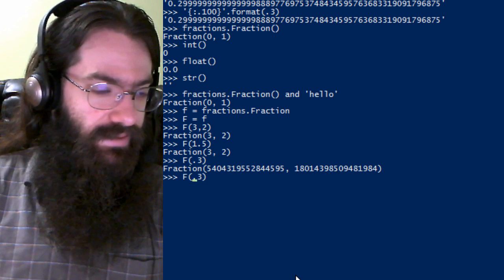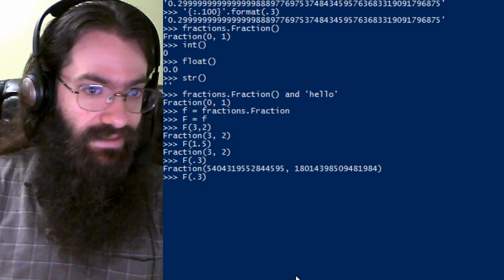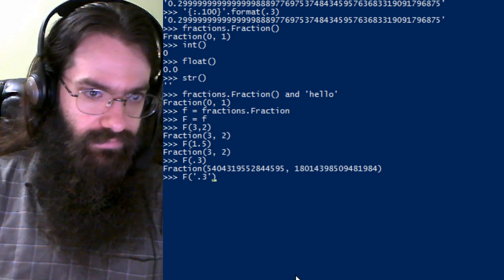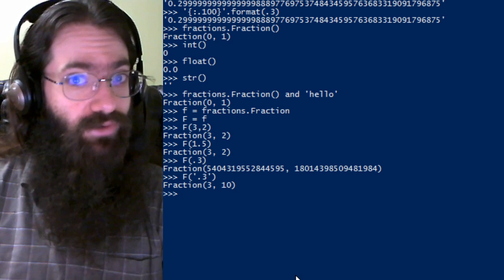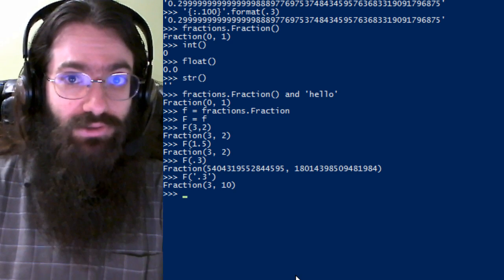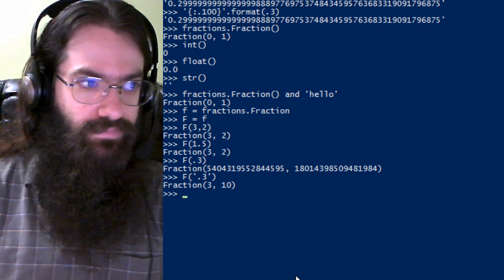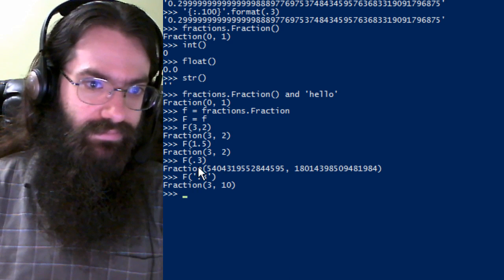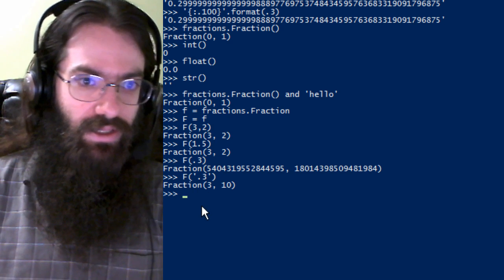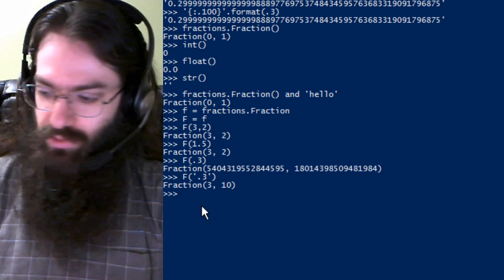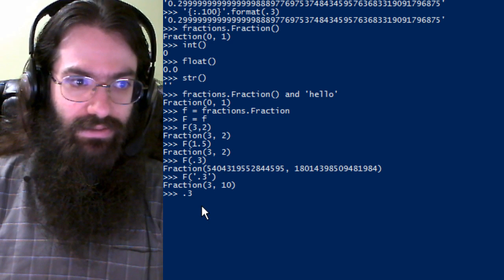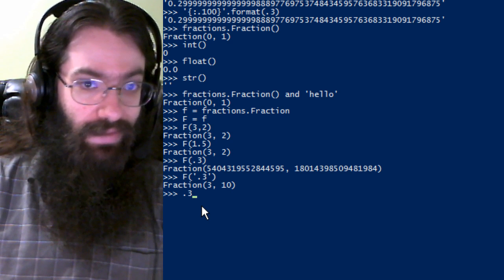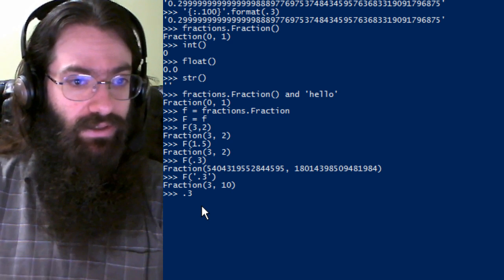Now let's try giving it, instead of a float, a string. Now we get 3 over 10 because it parsed 0.3 as a string. The actual number 0.3 is interpreted as a floating point value that is not actually mathematically 0.3. It's not exact.